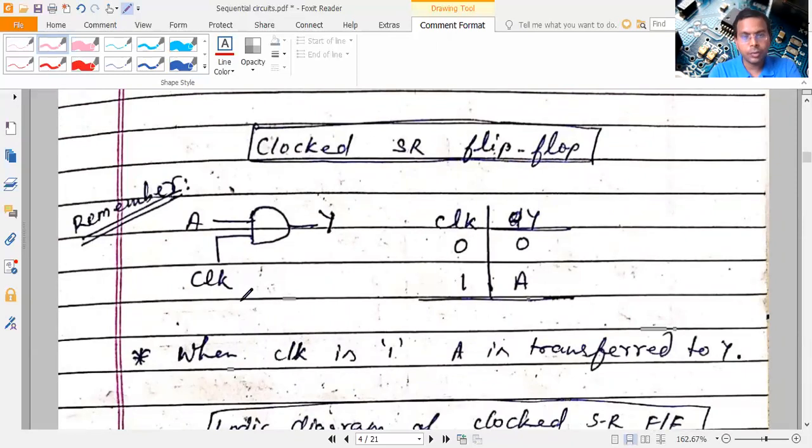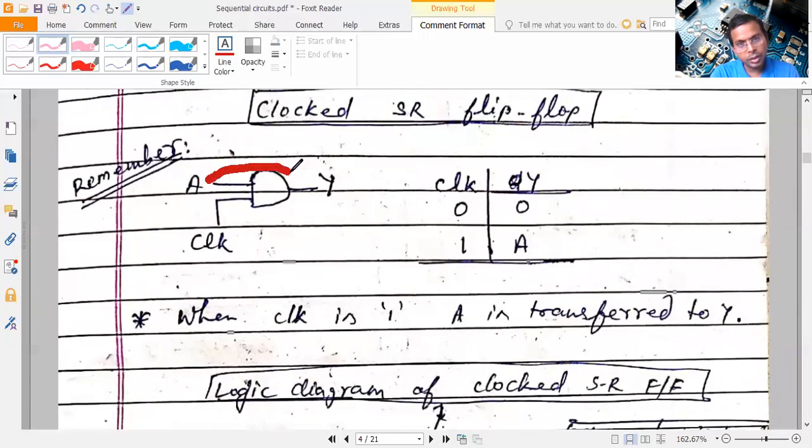So what is clocked SR flip-flop? Suppose an AND gate is there, one input is A, another is clock. So what is the truth table? When clock is 0, output is 0, clock is 1, output is A. So A is transferred to the output when clock is 1. Otherwise output remains 0 when clock is 0.